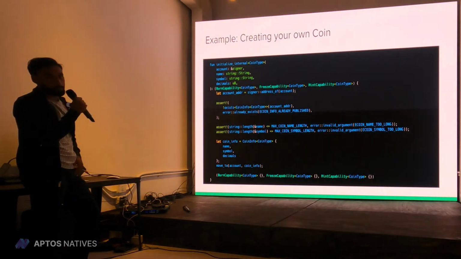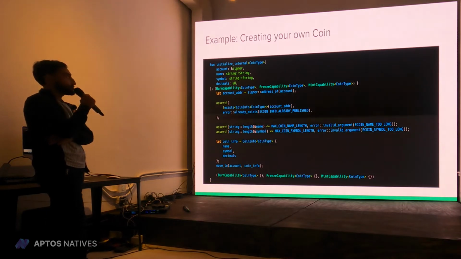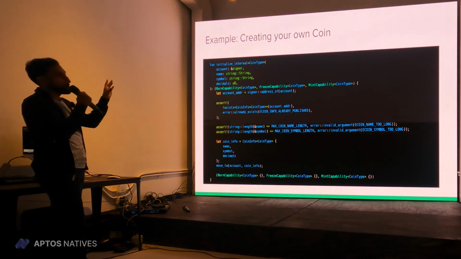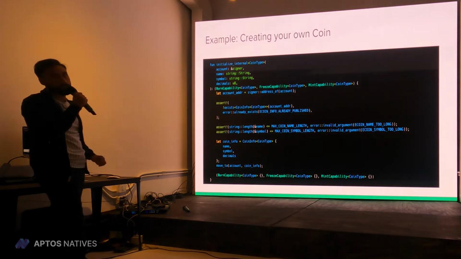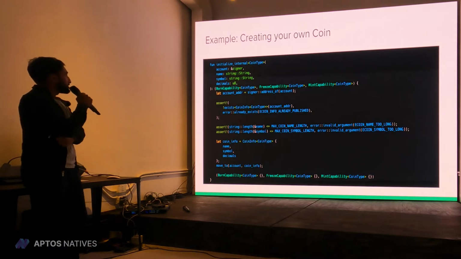So let's jump right into the weeds. This is actually how you create your own coin on Aptos. If you notice, this function isn't public. You would actually call a public function, but that calls this function right after that. This is the guts of what's happening. So you call initialize internal.